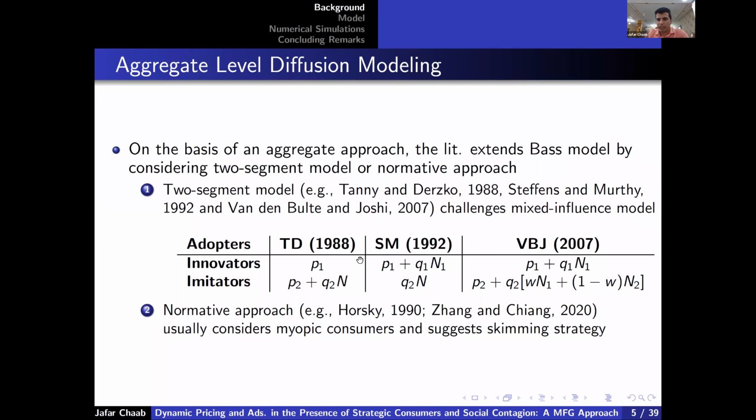Another stream of literature is the normative approach, which aims to determine pricing or advertising strategies of a monopolist given the growth model of the innovation. Usually it considers myopic consumers and suggests a skimming strategy for the pricing element.